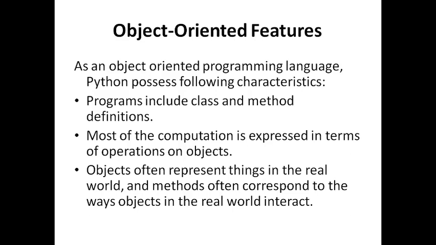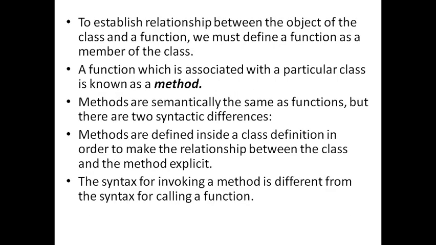Objects often represent things in the real world, and methods often correspond to the ways objects in the real world interact. When we say what an object is, it is a real world entity. So they represent the things in the real world. The attributes of one object are different from another object, so they are real world entities. To have a relationship between the object of the class and the function, we must define some function as a member of the class.